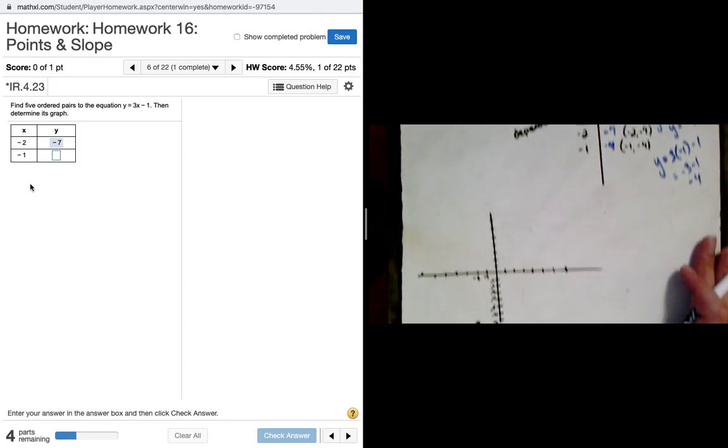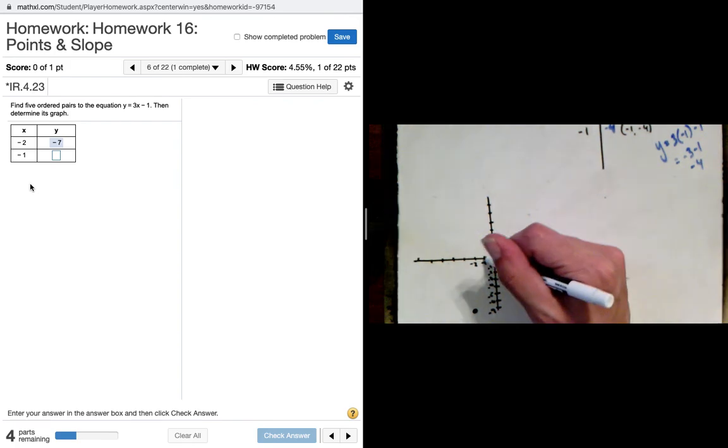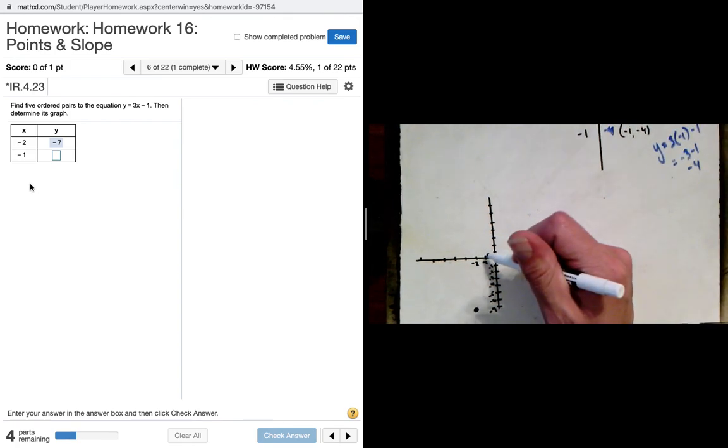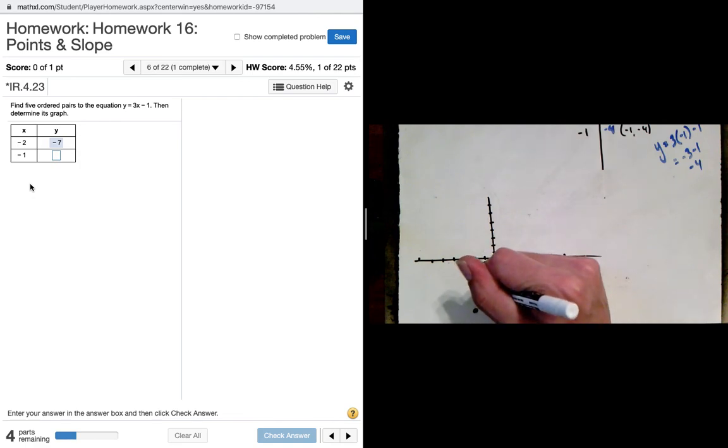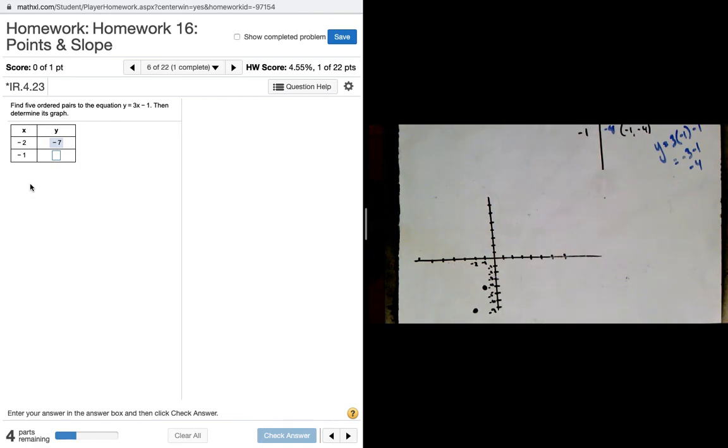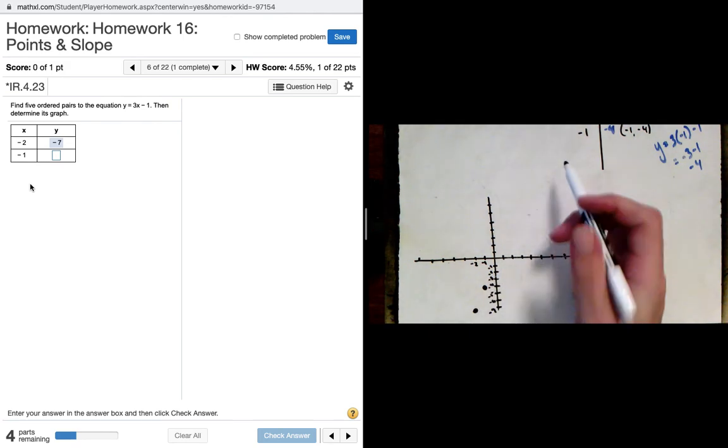Going back to my line, negative 1 is here. Going down to negative 4, 1, 2, 3, 4, would give me a point right here. Now in order to graph the line, I only need 2 points. So I can connect these two maybe with a ruler or something, and I can continue going.